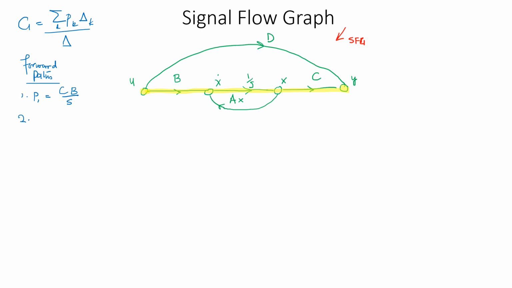The other forward path can also be identified. Let me use a different color now. You can readily see that there is a forward path starting from this node but going in this direction all the way to the output node. So that is going to be the second path. Let it be P2, and the gain of this is simply D. So these are the two forward paths corresponding to this diagram. So this is step number one.